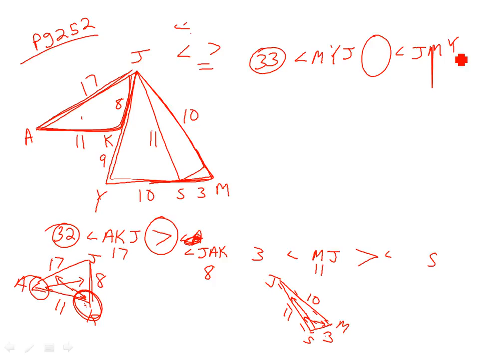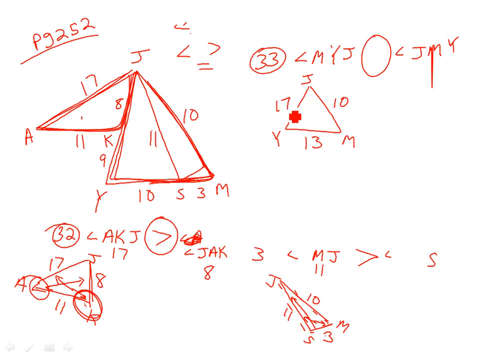All right, David, which triangle are those two in? MYJ and JMY. It's the same one I asked you about last time. Which one? The big one. See if Chloe remembers anything. How long's this side in that big triangle, Chloe? 10? How about this side? 13. How about this side? 7.